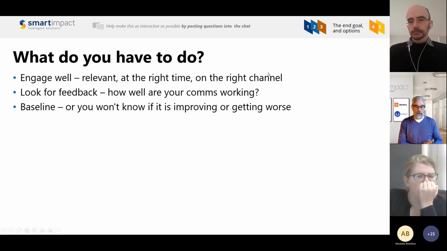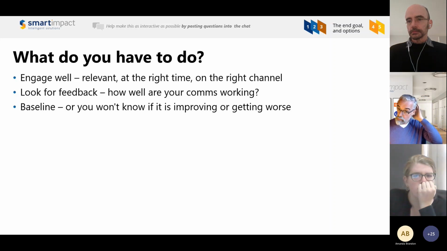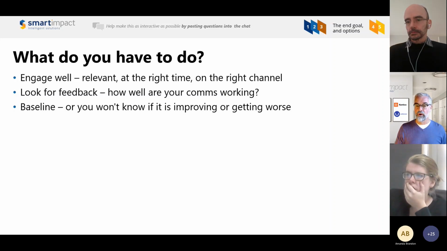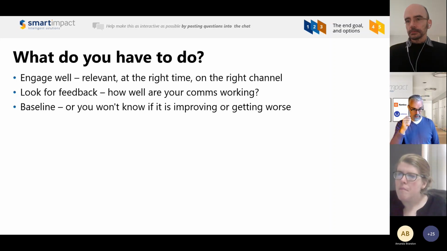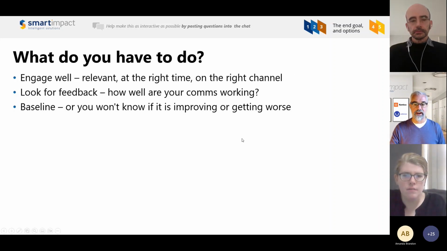So, very quick summary. The key things to do are engage well with your members, with relevant content, right time, right channel. Looking for feedback. So you want as much engagement as possible, which is 2 directions. And also baseline. Measure where you are now and keep measuring over time so that you can know whether it's getting better or worse. Too many organizations that do get into this area don't baseline. So take away 1, do baselines before you start and regularly review it.